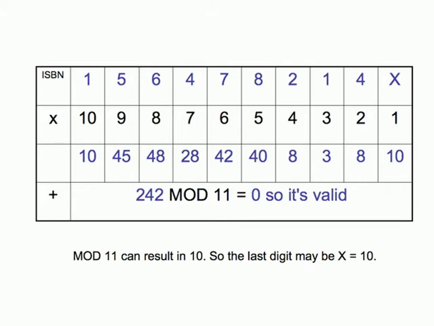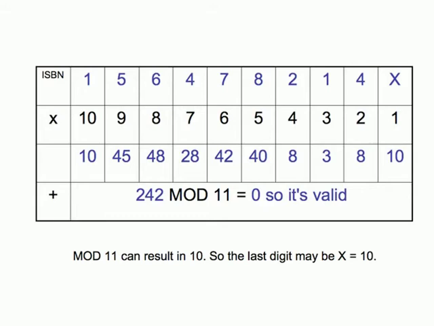Not 0 now, 10. If you're using 0 to 9, you have a problem. So some ISBN numbers will have X as the last digit. And that X stands for 10, as it did in Roman times. So in this example here, when the last digit X is multiplied by 1, it gives 10. And here 242 mod 11 is 0, so the number is valid.